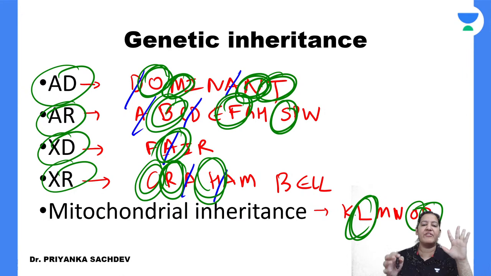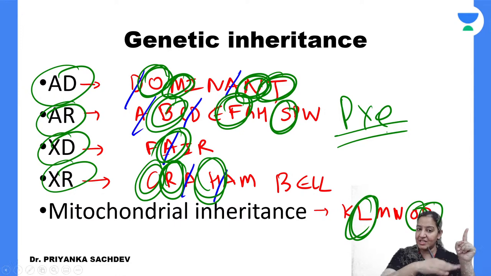In sab pe already PYQ hai. If you have solved your papers, you may be knowing ki maine jitne tick kiye hain, these are already your PYQs and new questions can be created on any of them. Everyone give me a thumbs up. So you will be able to solve many questions from these mnemonics, right?